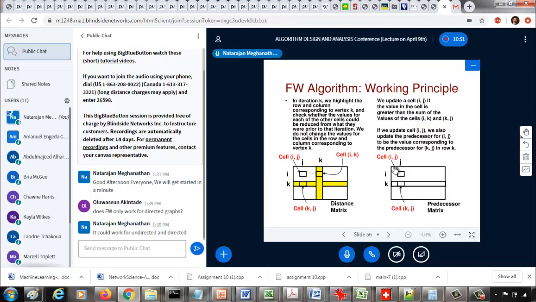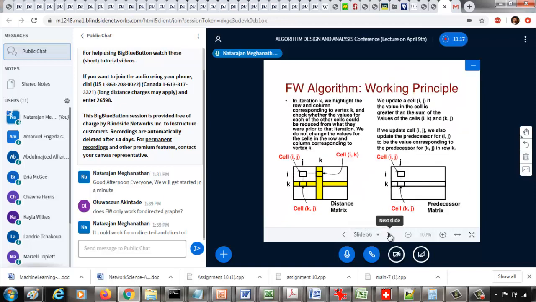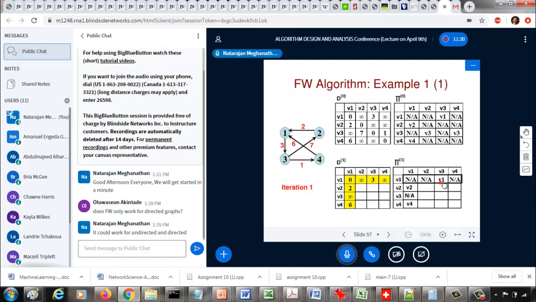Again, that's because we want to update the entry for i comma j. We found 2 plus 3 to be 5, less than infinity, so we update that to 5. And so on the path from i to j, we are going to go through k, right? So whatever is the predecessor on the path from k to j, that's also the predecessor for i to j. So whatever is that predecessor from V1 to V3, which is V1, is also going to be the predecessor from V2 to V3. That's V1. Okay. So if you have any questions, you can stop and ask me.